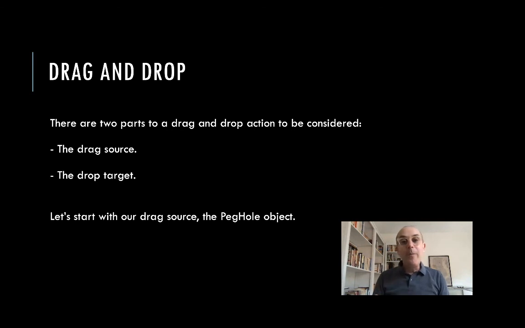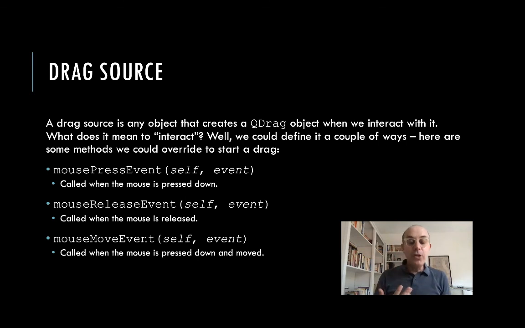So there are two parts to the drag and drop action to be considered: the source and the target. Let's start with the source. And the source is really the essence of the whole structure. So the drag source is any object that creates the QDrag object when we interact with it. What does it really mean, interact? Well, we can define it in a couple of ways.